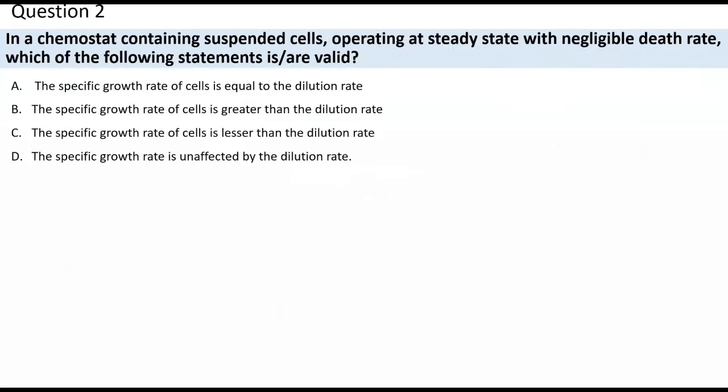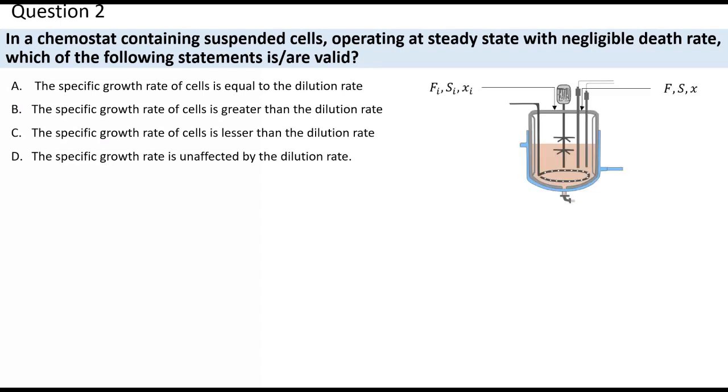Question 2: in a chemostat containing suspended cells operating at steady state condition with negligible death rate, which of the following statements is or are valid? The specific growth rate of cells is equal to the dilution rate. The specific growth rate of the cells is greater than the dilution rate. The specific growth rate of cells is lesser than the dilution rate. The specific growth rate is unaffected by the dilution rate.